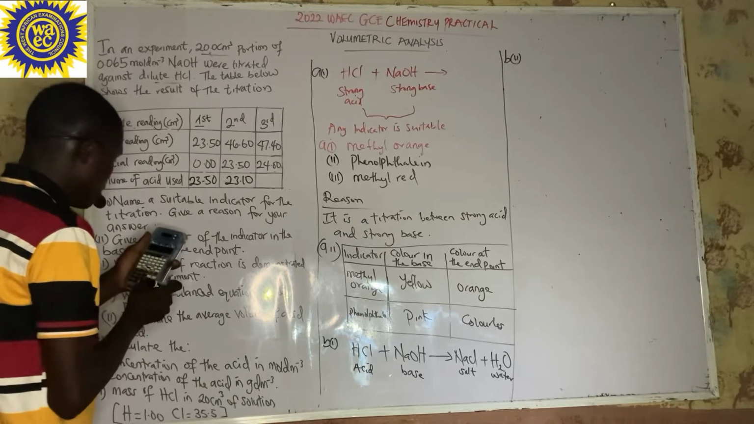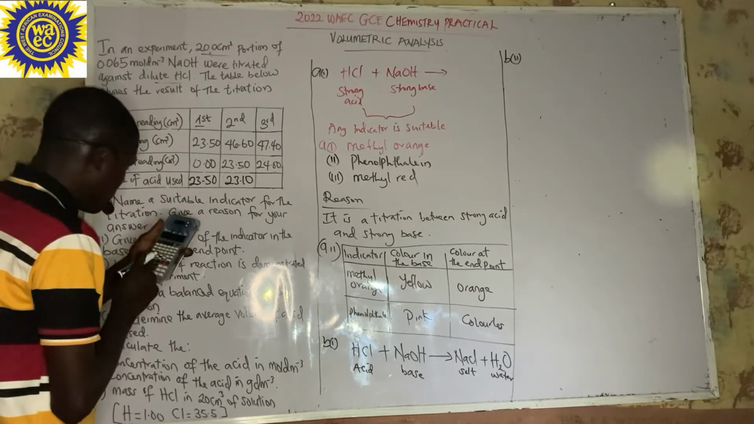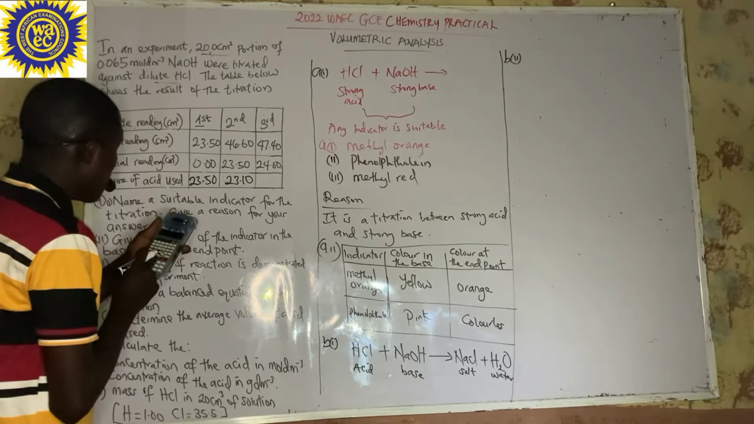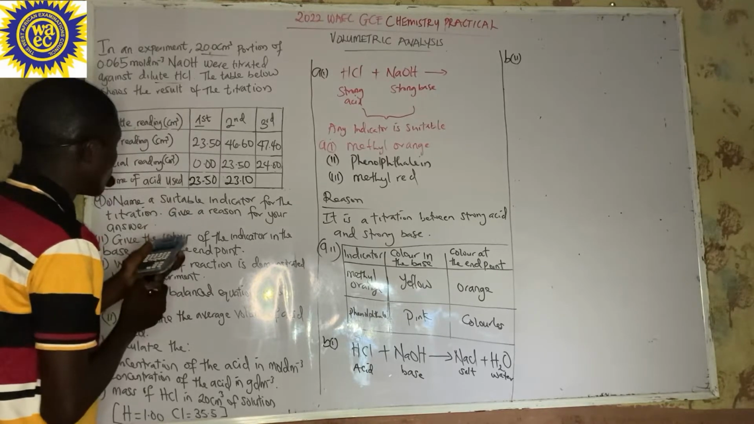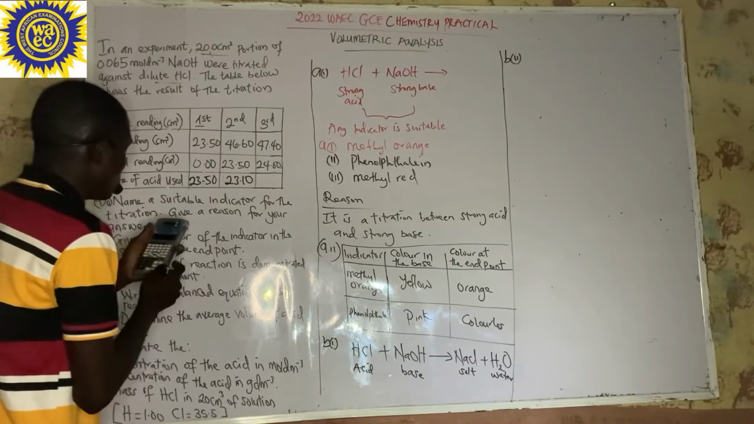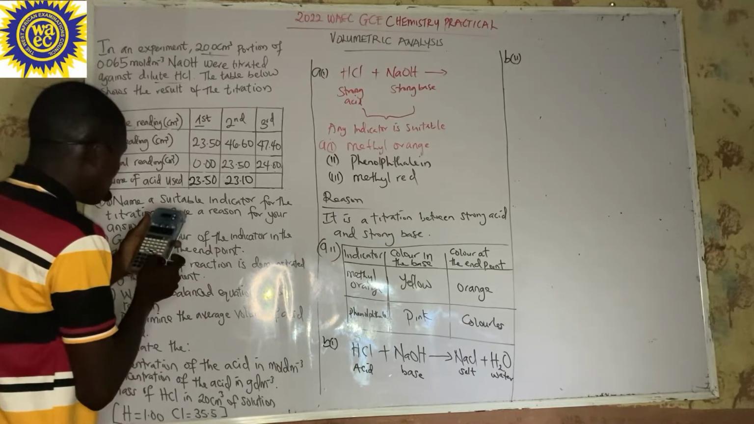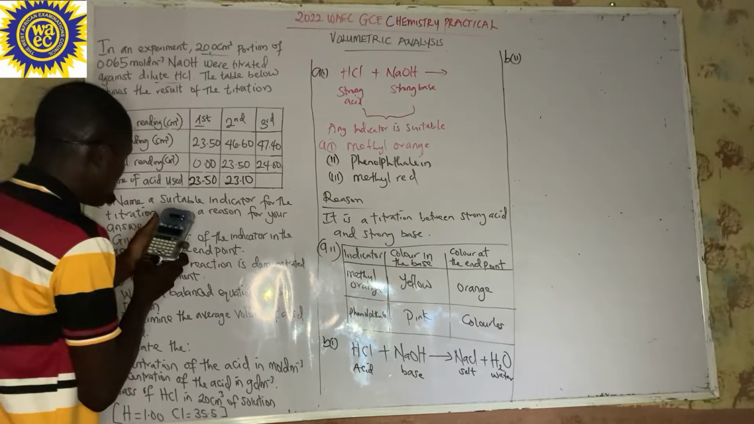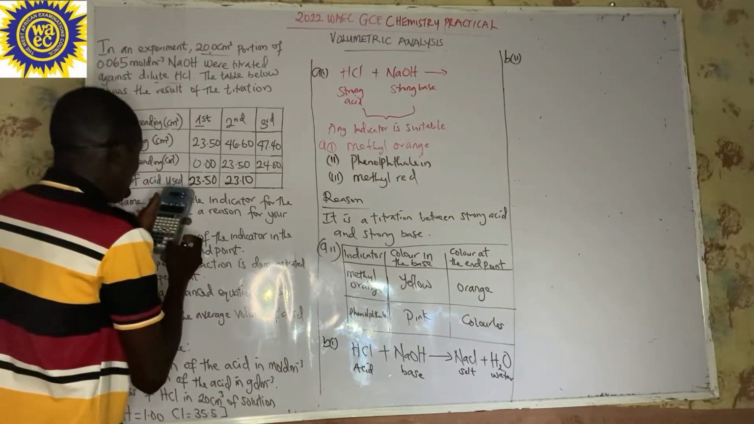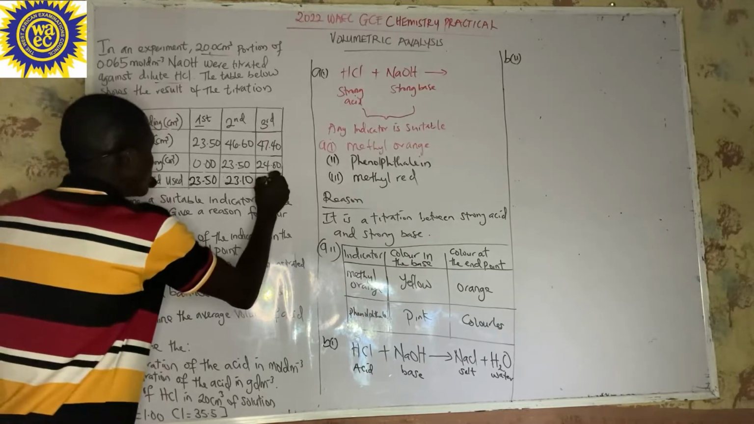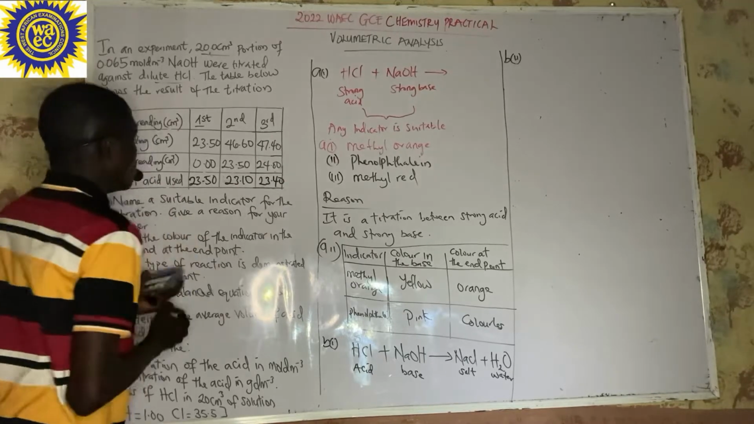47.40 minus 24.00 gives 23.40. Now to 2 decimal places.